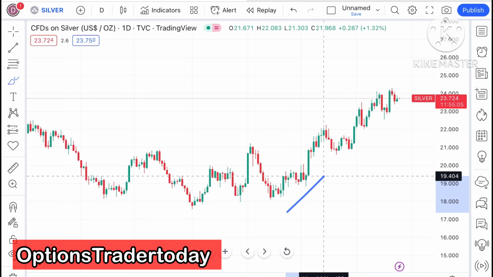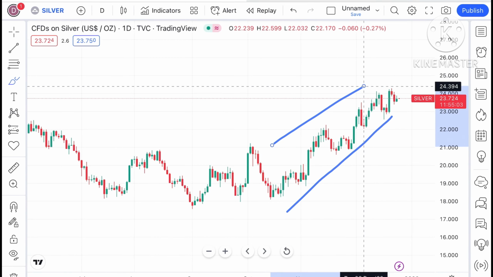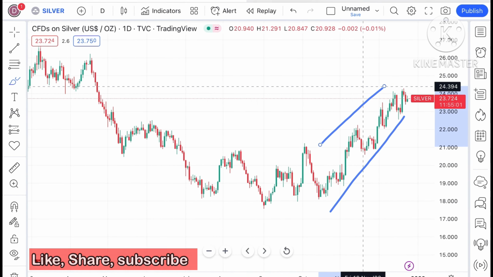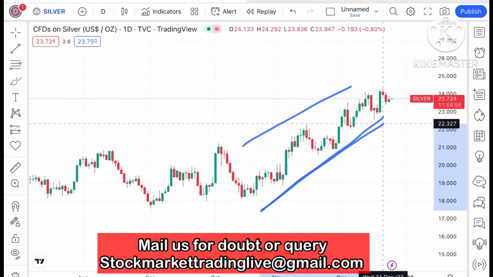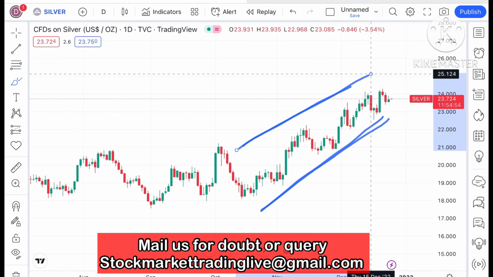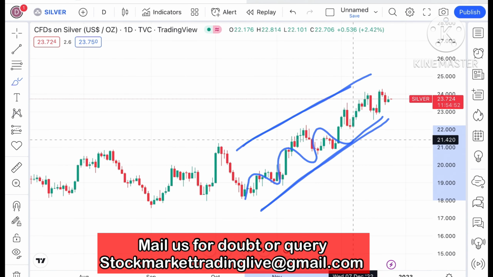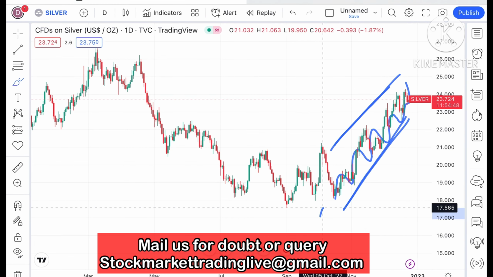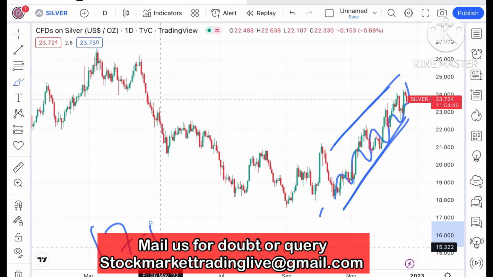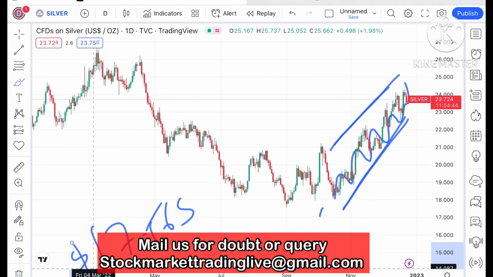So today in this video I will explain how the price of silver has moved in the last 2 days and how the price of silver can move in the next 2 days. If you look at the chart of silver, silver is continuously on the upside. It is moving in ascending order, but it is quite volatile. And a support is coming at around $17.565.